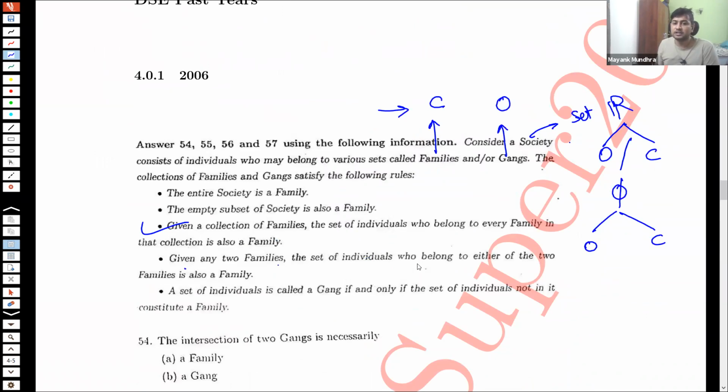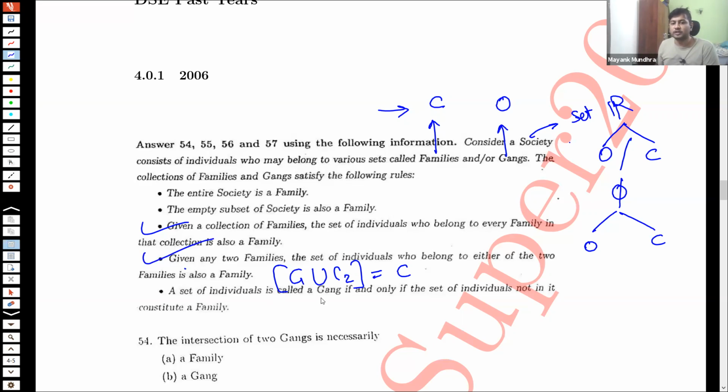Given any two families, the set of individuals who belong to either of the two families is also a family. So he's saying that if families are closed sets, then the union of two closed sets, that is C1, C2, is a closed set. This is true because a finite union of closed sets is always closed. An infinite union of closed sets can be open, right? So this does not go against what I know about open and closed sets. So this is no problem.